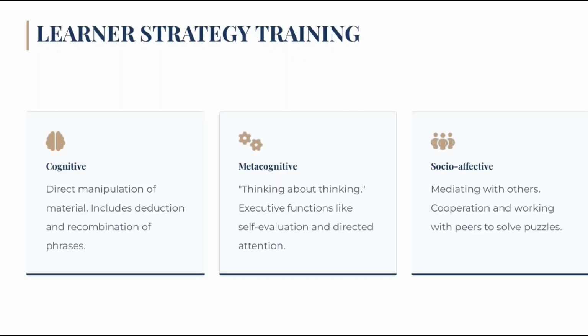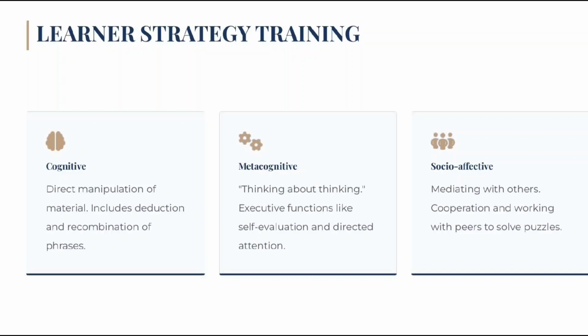Secondly is the metacognitive. It says here that it's thinking about thinking. Executive functions like self-evaluation and directed attention. So this means thinking about thinking. It's when a student decides to ignore a distraction, which is directed attention, or checks their own progress, which is self-evaluation. For example, self-evaluation, where a student checks their own progress after completing a task to see what they still need to work on.